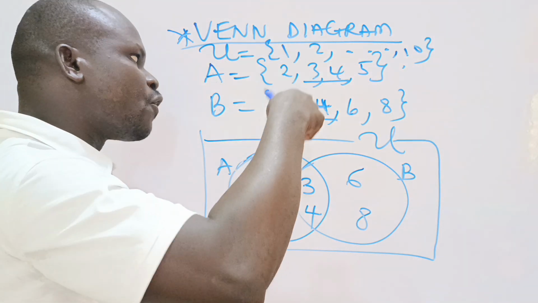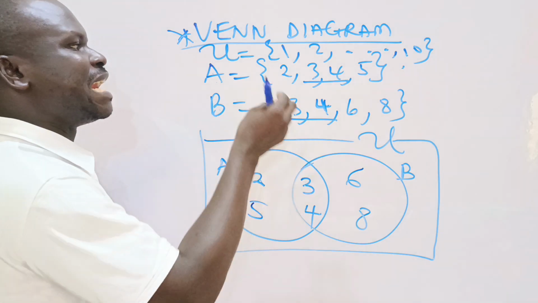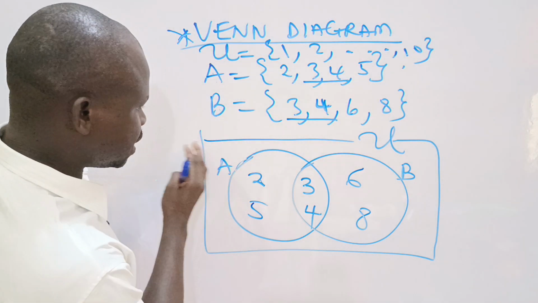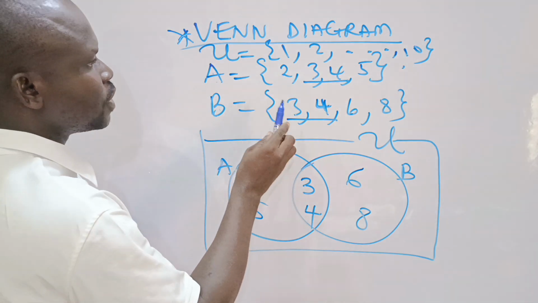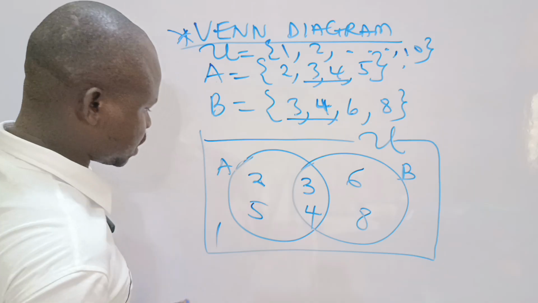Then what are the leftovers that we have? This will represent a complement. The complement simply means the elements in the universal set that are not in A or B. They will be outside the circles, inside the rectangle. So here, 1 is not in any of these two sets. We can put it outside.